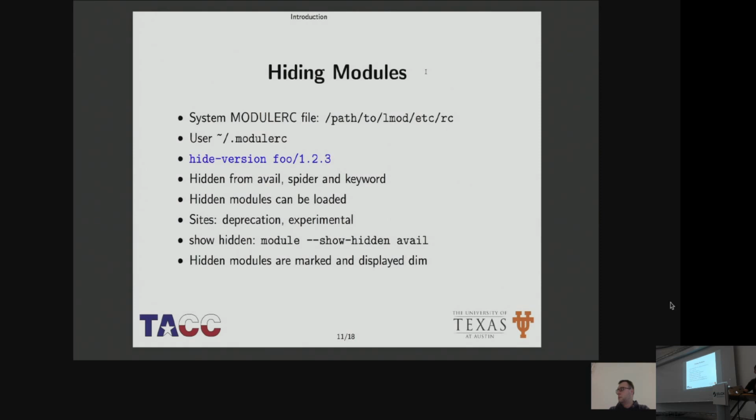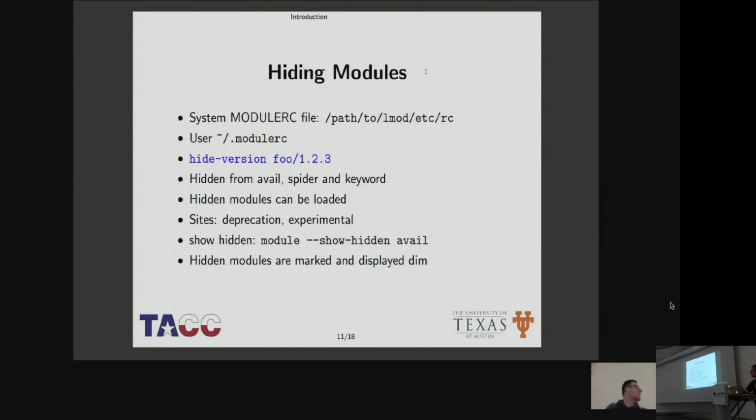You can also hide modules. You can put them in the module RC file or the user module RC file, and you say hide version and the version and the path to the name. So it's got to be a full name for the file. You can be hidden from avail, spider or keyword, but hidden modules can be loaded.